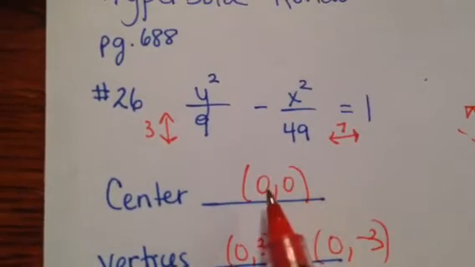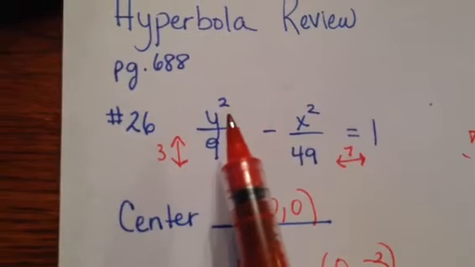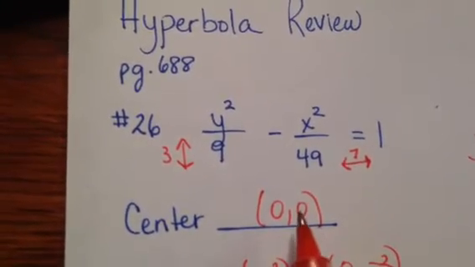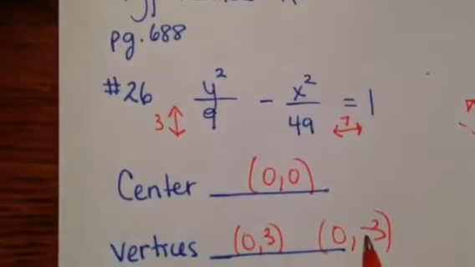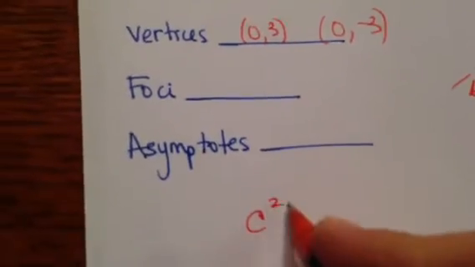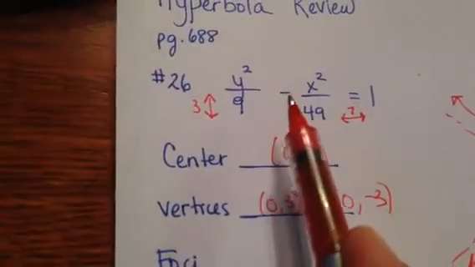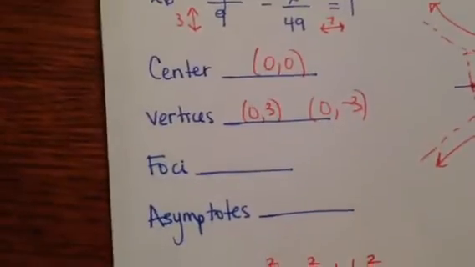Notice I start from the center, and I could see that since the y came first, my vertices are going to be up and down, and so I added 3 to my y value one time, and one time I subtracted 3, so you can see that right there. Now, to find your foci, remember you're going to have to use this lovely equation right here. You have to add. It's always the opposite. Remember, on a hyperbola you subtract, so to find your foci, you're going to add. This is your a squared and your b squared, so just add those together.